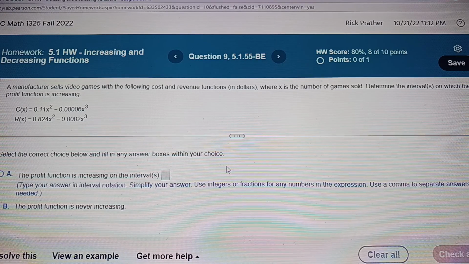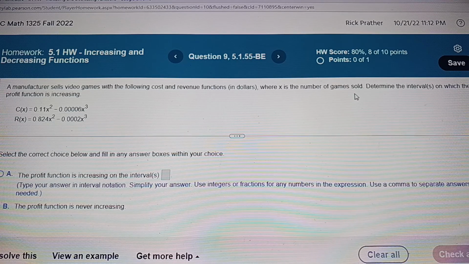So those first 8 problems, they were basically all the same. They just gave us different examples of what could happen. So now we're going to have 2 of these business problems, but it's going to use this concept of increasing and decreasing. So a manufacturer sells video games with the following cost and revenue functions in dollars.